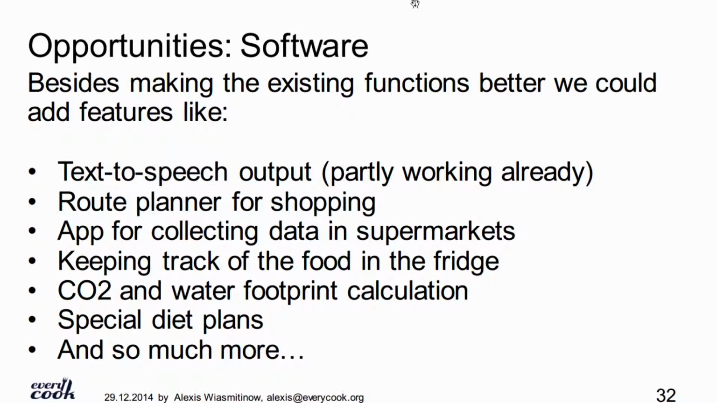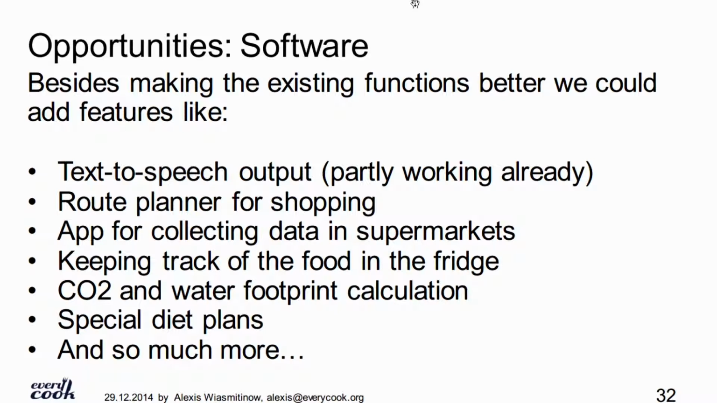On the software side, we also have a lot to do. The text-to-speech output is somehow working already. Then a route planner for shopping and an app for collecting data in the supermarkets, because the supermarkets, they're not very willing to share what is in which supermarket. So it could be the idea to turn it around, having a camera and a GPS sensor and a barcode reader in each pocket around here. We could get the data and find out what products are available where.